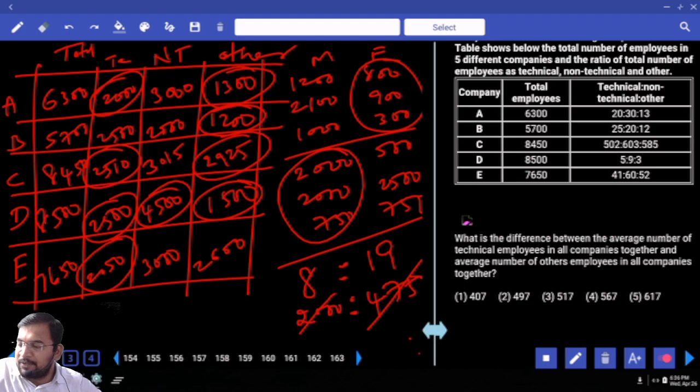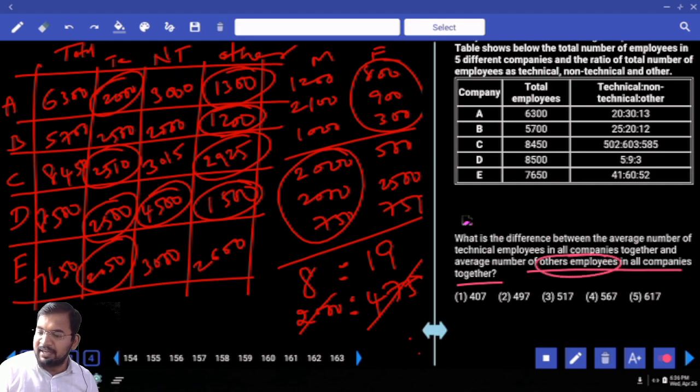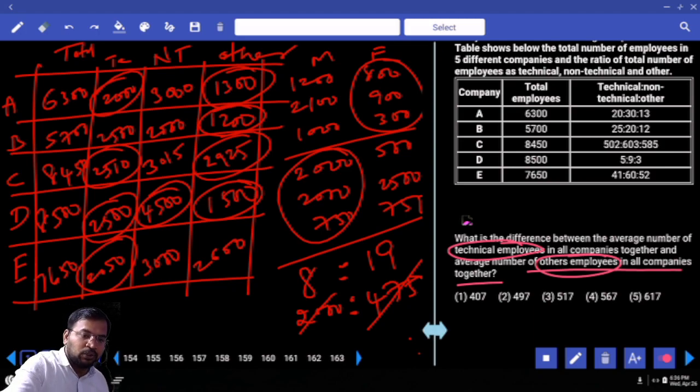Next, what is the difference between the average number of technical employees and the average number of other employees in all the companies together? Technical employees: total, 2000 for all five, 10,000, 10,500, 1000 plus 500, 11,500, 11,500 plus 60.